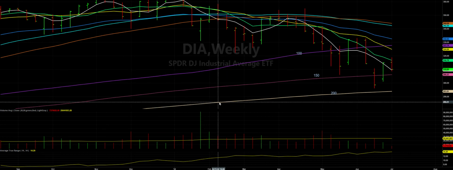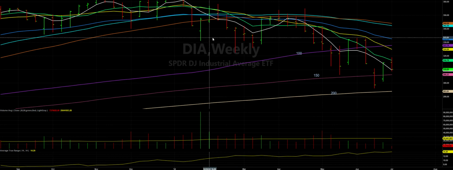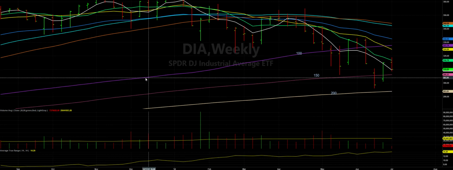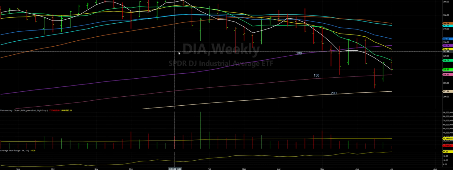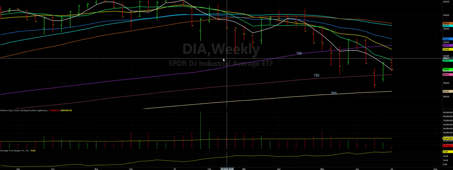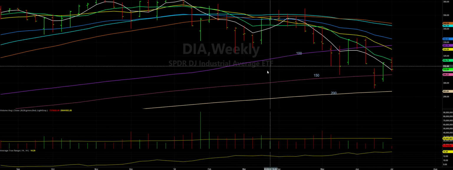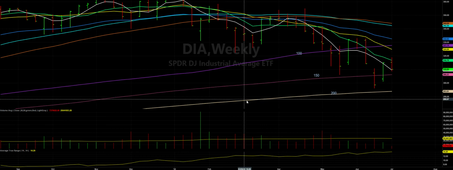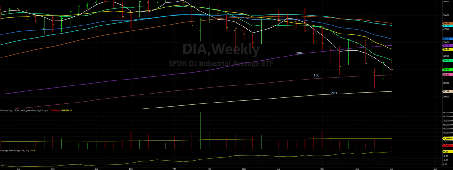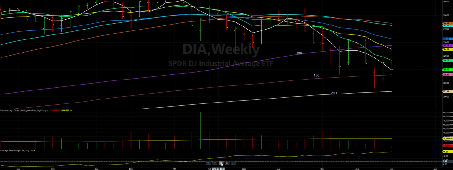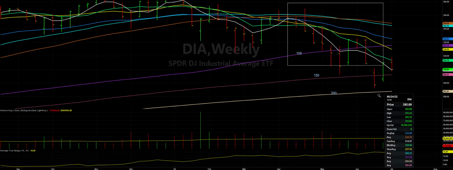We're going to look at the weekly charts. We just did part one, where we looked at the daily charts of the actual indexes themselves. We're going to look now at the weekly charts for the ETFs that track the major market indexes. So let's look at the DIA. This is a weekly chart of DIA. As you know, this tracks the Dow Jones Industrial Average.